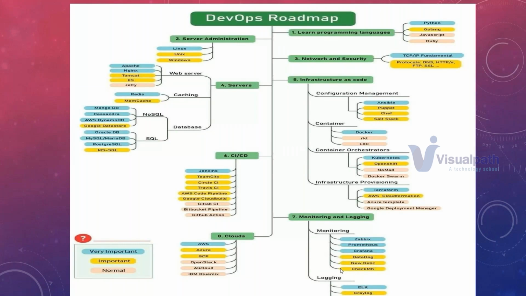Now coming back to infrastructure as code, under configuration management, I'll be covering Ansible. Under containers, we'll be covering Docker. Under container orchestration, we'll be covering Kubernetes. And under infrastructure provisioning, I'll be using Terraform. So these particular tools will be covered under infrastructure as code: one is configuration management, one is containers, one is container orchestration, and one more is infrastructure provisioning, which I'll be covering with Terraform.